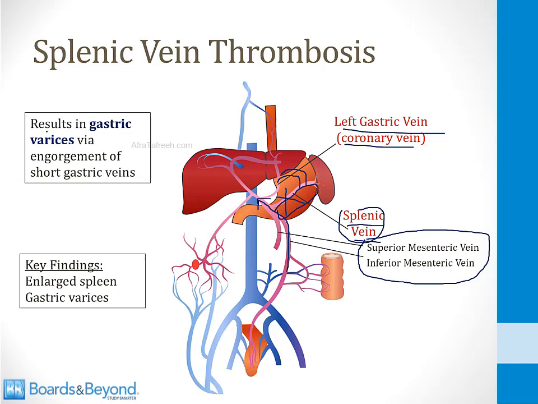A splenic vein thrombosis results in gastric varices via engorgement of short gastric veins, which are connections between the left gastric vein and the splenic vein.